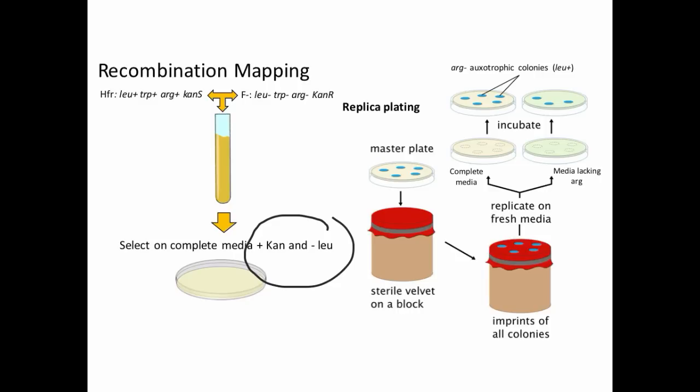And to do this, we can replica plate where we have our master plate, which would be the plate with kanamycin but lacking leucine, so our F- cells that have received the entire region we're interested in. We press that onto a sterile velvet that the bacterial cells will actually stick to, and then from that imprint of cells, we can then plate onto different media conditions to then analyze the frequency of different genotypes in our population.